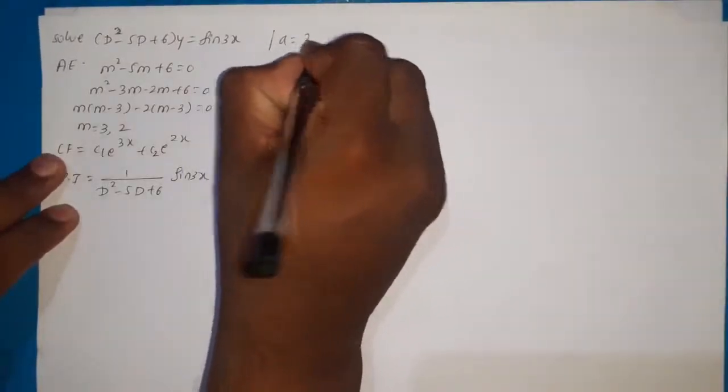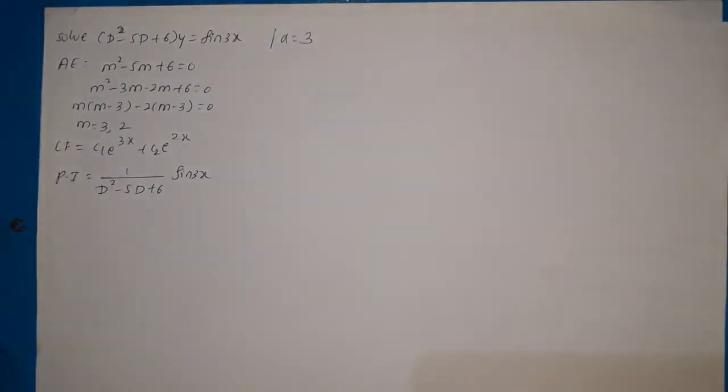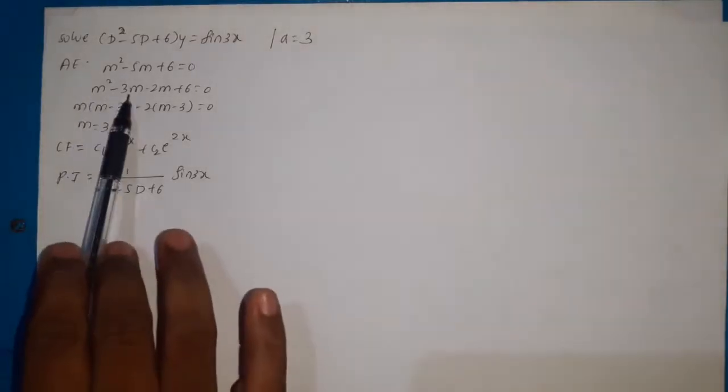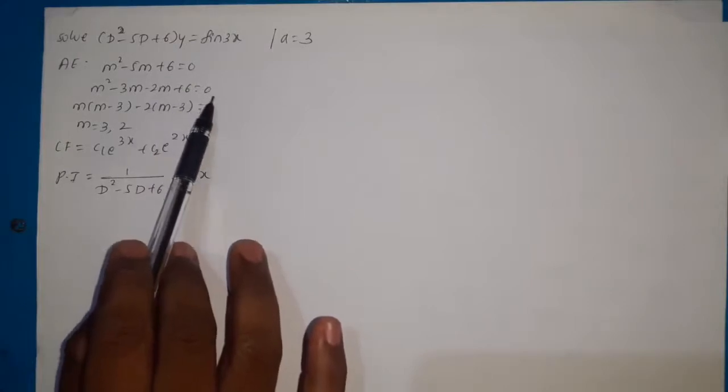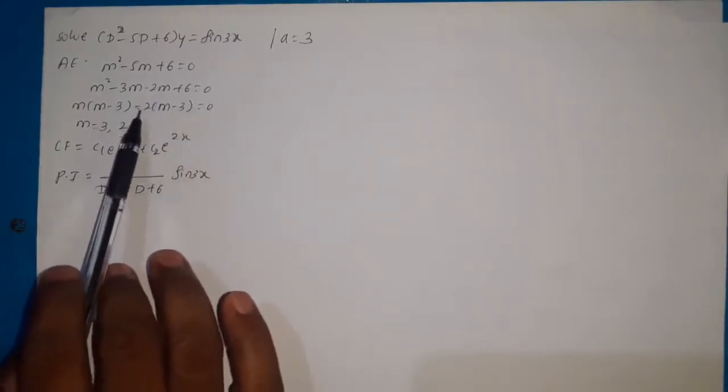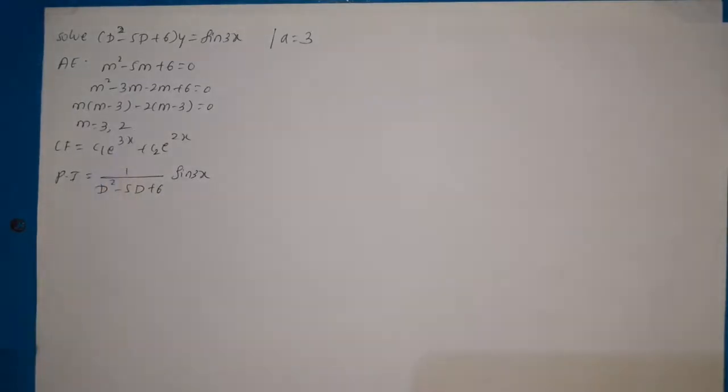The next example is (D^2 - 5D + 6) y = sin 3x. So here a is equal to 3. The auxiliary equation of this one is given by m^2 - 5m + 6 = 0. Then m^2 - 3m - 2m + 6 = 0. Then by factorizing this one, we will get m = 3 and 2. Hence these are the two real and distinct roots, and its complementary function is given by c1 e^(3x) + c2 e^(2x).